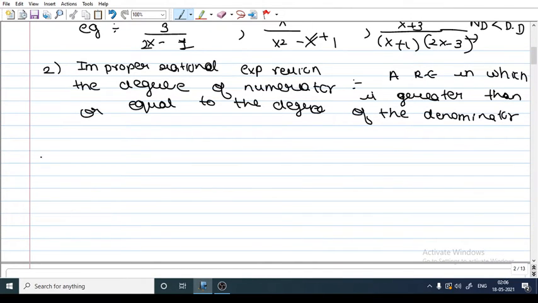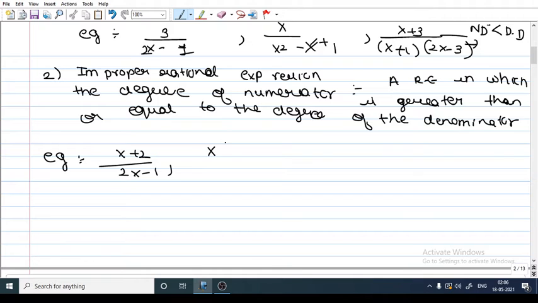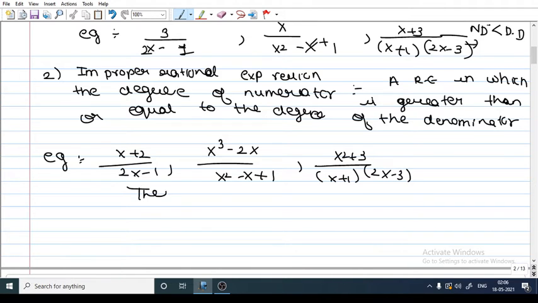Now let's take some examples so that you can have better understanding. The examples are x plus 2 the whole upon 2x minus 1, or the second example is x cube minus 2x upon x square minus x plus 1, or take x square plus 3 the whole upon x plus 1 into 2x minus 3. So these are improper rational expressions.